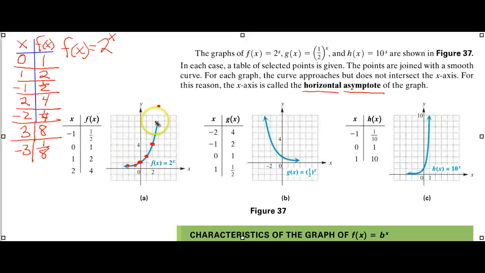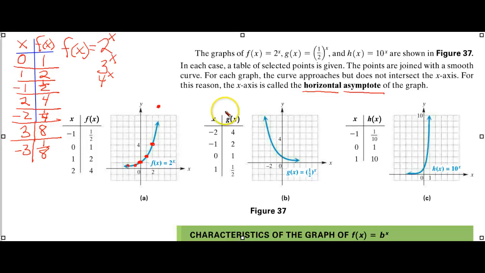And this will be true for all values here. Now, if I had 3 to the x power, 4 to the x power, these lines would just keep coming in closer and closer to your y-axis, as we see in this case where it's 10 to the x power. Notice how close this line comes in. So again, another characteristic of what a graph of this type of function looks like.